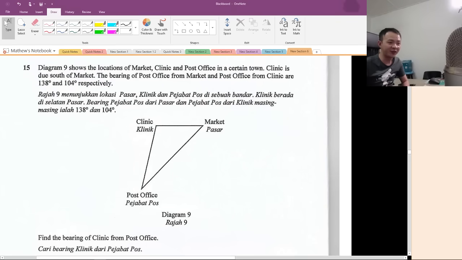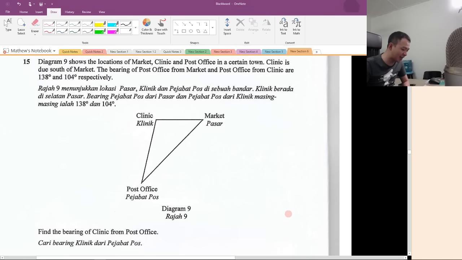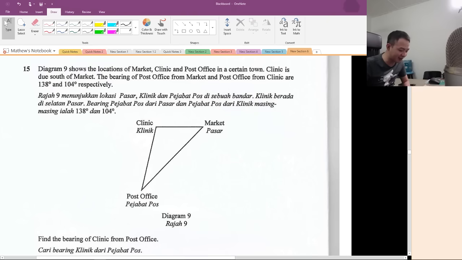Alright, question 15 here. Okay, so diagram 9 shows the location of the market, clinic and post office in a certain town. The clinic is due south of the market. Then I know the north is over here because the clinic is due south of the market. The bearing of the post office from the market and the post office from the clinic is 138. This is 138, and this is 104.